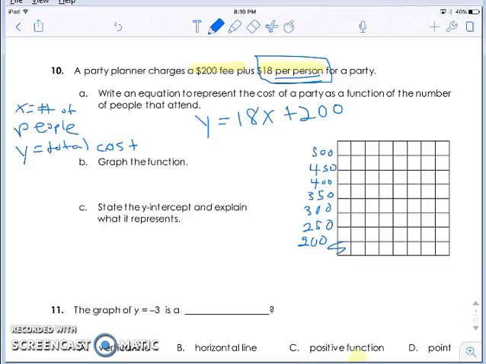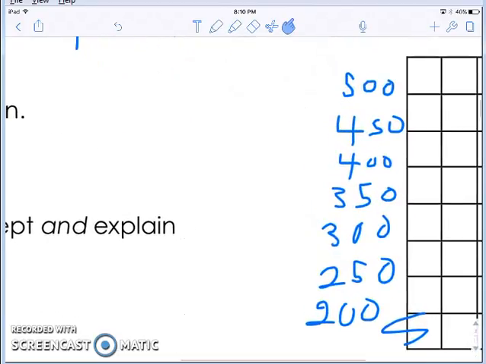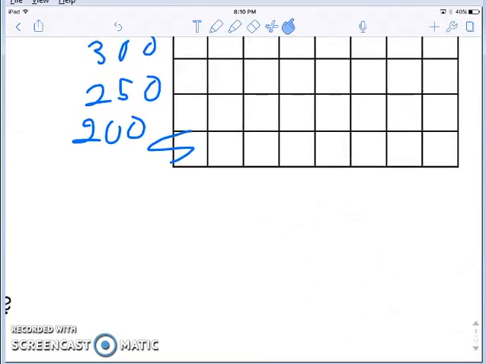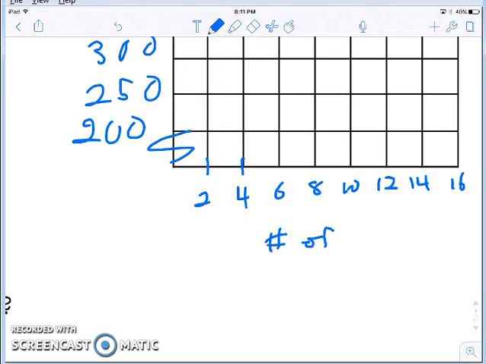So I went ahead and filled those in. This is your total cost. And the x-axis is going to be your number of people. We could go by 2's. I filled that in, and this is your number of people.